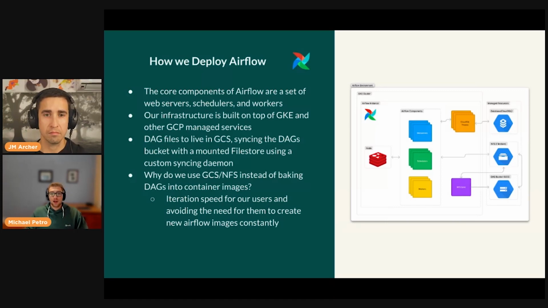A unique feature of our infrastructure is the way we combine GCS and file store to achieve low latency DAG deployments. There are two typical approaches to deploy DAGs in Airflow. The first is storing DAGs in GCS and accessing GCS from the Airflow components, but this introduces latency issues that come from network call limitations. This is what Cloud Composer does. The other standard approach is baking DAGs directly into the Airflow image, but this creates a slow iteration speed since each time you want to make a change to a DAG, you have to build a new image and redeploy your Airflow instance. We take a hybrid approach, allowing DAGs to live in GCS, syncing the DAG bucket with a mounted file store using a custom syncing daemon. This allows for the fast iteration speed of using GCS and reduced DAG update latency.